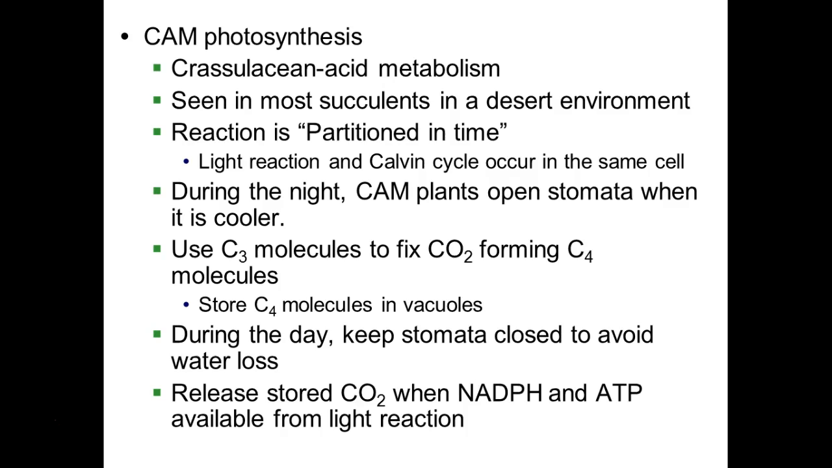The other type of photosynthesis is seen in succulents and desert plants. In this case, this is called CAM photosynthesis, and CAM stands for Crassulacean-acid metabolism. So the product of CAM photosynthesis, instead of a C3 or a C4 molecule, is called the CAM molecule, or Crassulacean-acid.